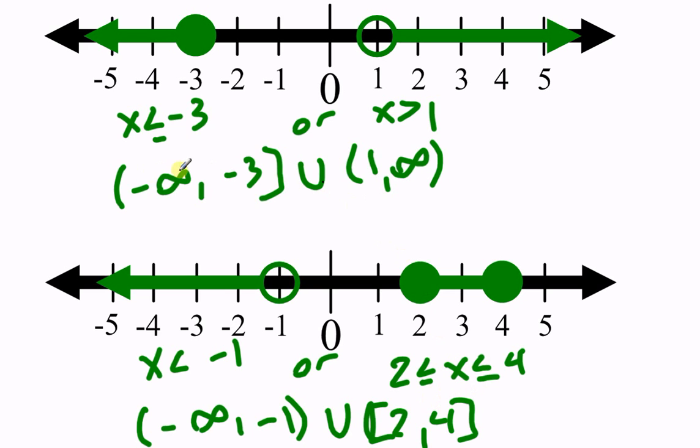So we're going to use this type of notation the entire year. We'll rarely ever use inequalities other than just in the intermediate steps. So just kind of get used to writing in this format.